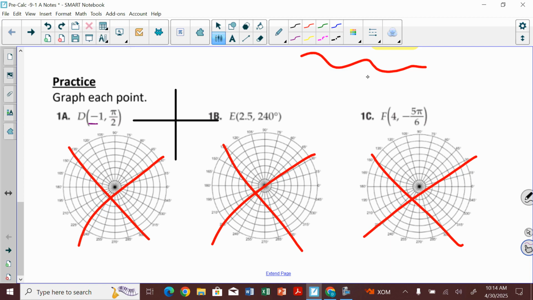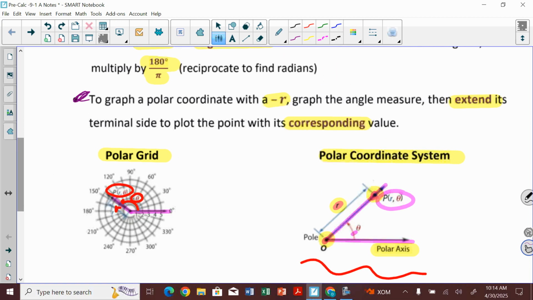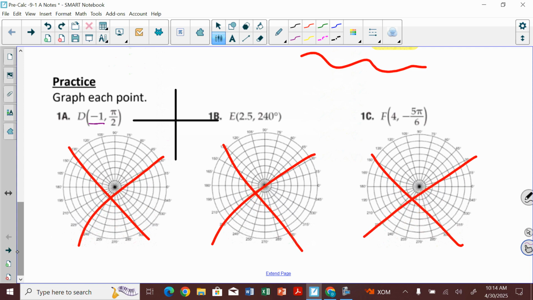So that'll be just like we talked about right here. Graph the angle measure, then extend it through the terminal side with the corresponding angle. In this case, I'm thinking pi over 2. If I'm thinking radians, pi over 2 is 90 degrees, so pi over 2 is up here. My angle measure is going to be up to this point here. That's going to be my theta, that's the pi over 2 angle.